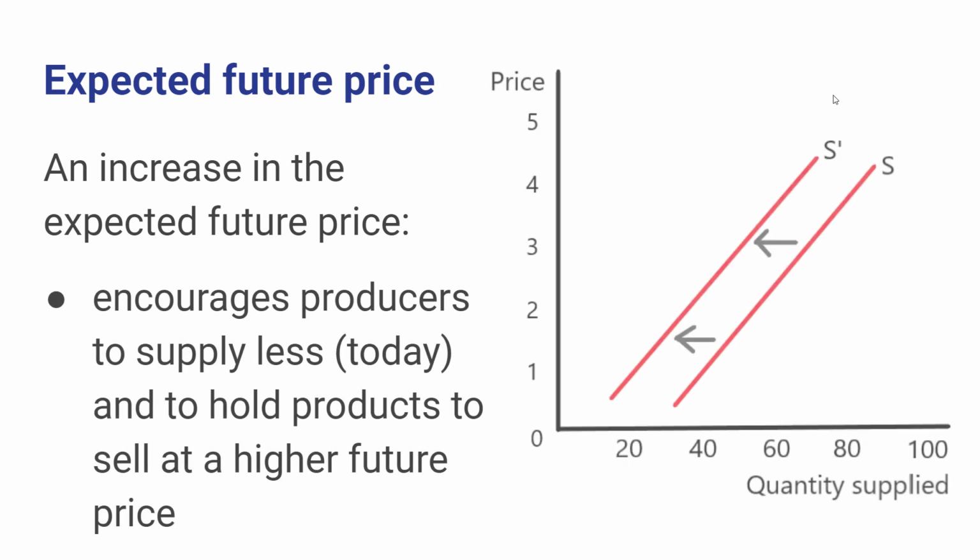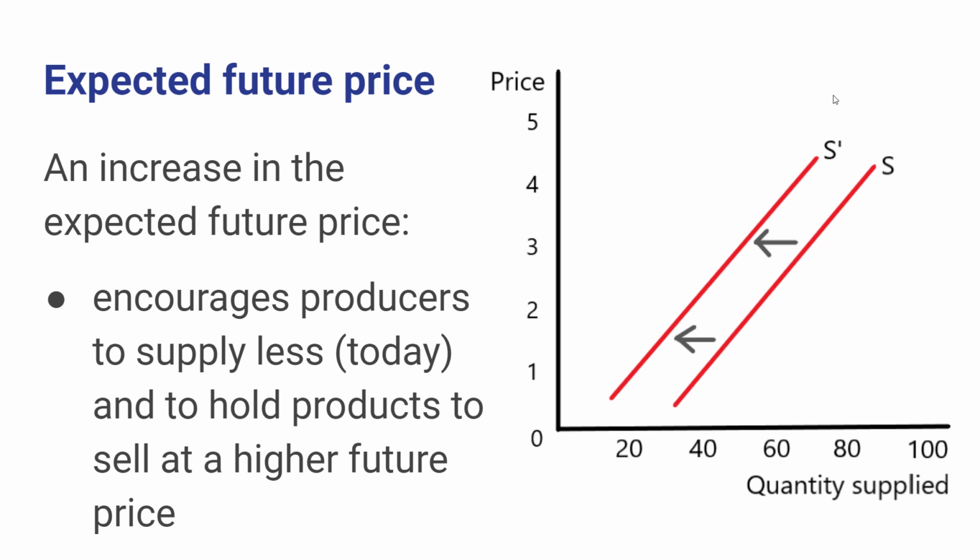And what that does, basically, it encourages producers to supply less of the good today and to hold products to sell at a higher future price. Because if you think that the thing you're selling is going to be worth more tomorrow, you'd have a strong incentive to wait until tomorrow to sell it. To avoid confusion here, remember that the supply curve is a relationship between price and the quantity of the good offered for sale, not the quantity of the good that's being produced.